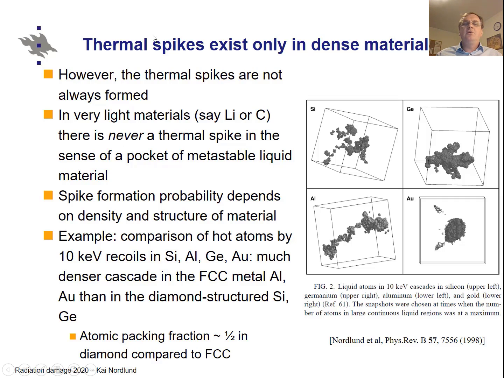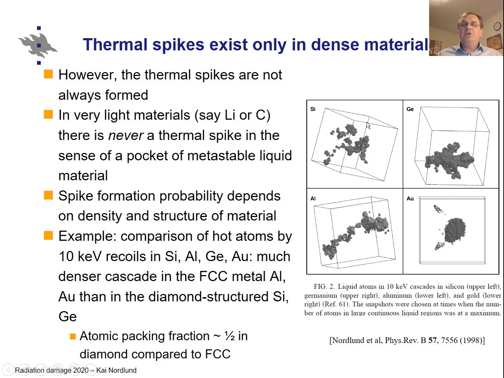But these thermal spikes or heat spikes are not always formed. In a very light material like lithium or carbon, there is never a thermal spike in the sense that you would have a pocket of metastable liquid material. The reason comes from the ballistic phase: the ballistic collisions are just too underdense for this.